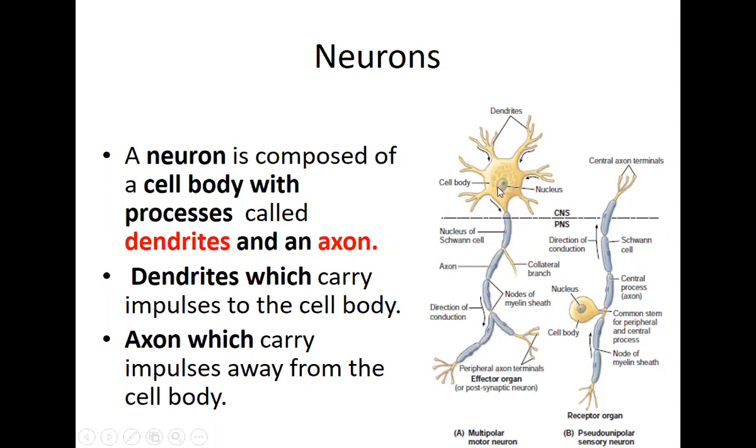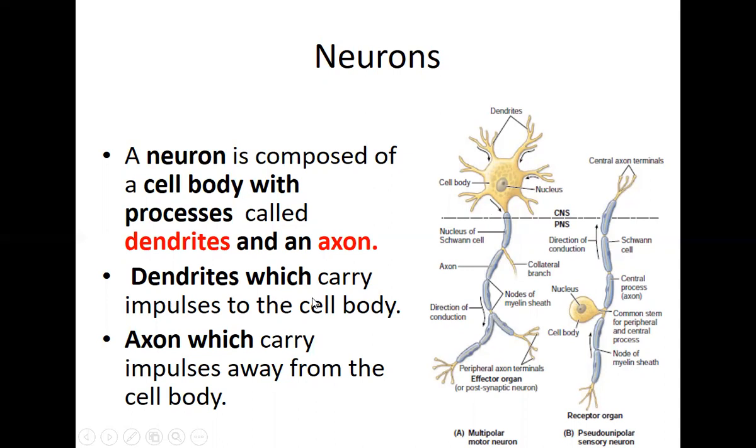So there are two types of processes. The short processes, all these are called as dendrites. Then this is the long process. This is called as the axon. So there are two types of processes: dendrites, which are short and multiple, and axon is only one. Most of the time it is one. Sometimes it will be two, but usually it is one axon.